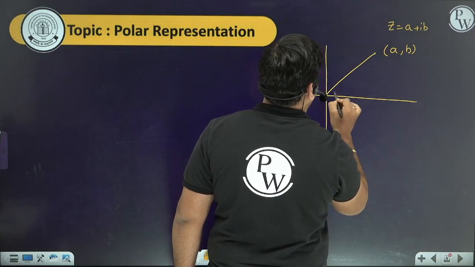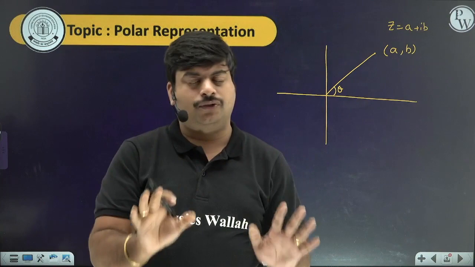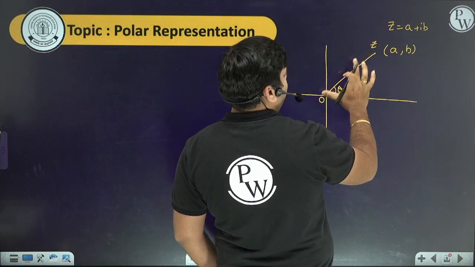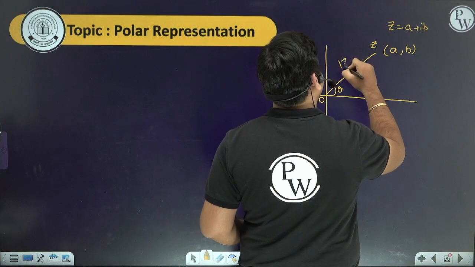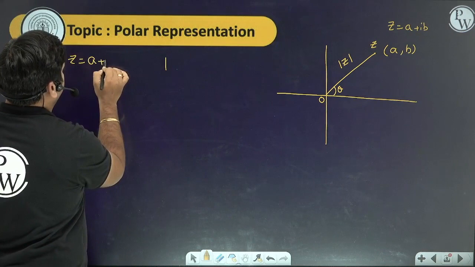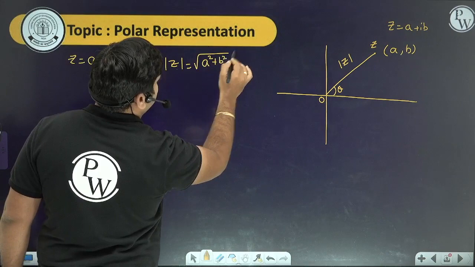Okay, for simplicity, I am taking the quadrant of the point to be the first quadrant. Now, if this is theta, let's say this is zero, the origin, and this is Z. The distance from origin to Z, I told you already in the previous class, is nothing but mod Z. The distance from origin to Z, the point, is the modulus of Z. If Z is equal to A plus IB, then mod Z will be equal to root over A square plus B square. That is the same as the distance from O to Z.